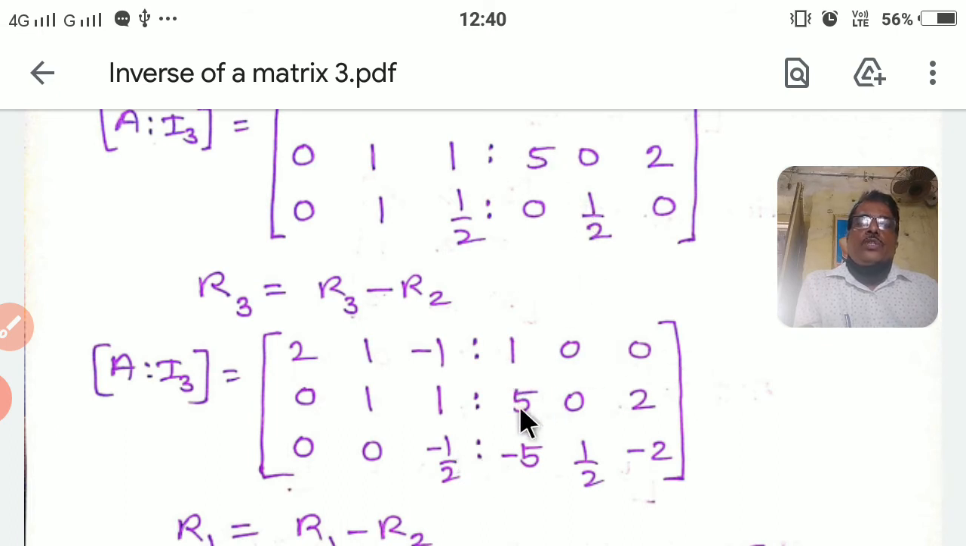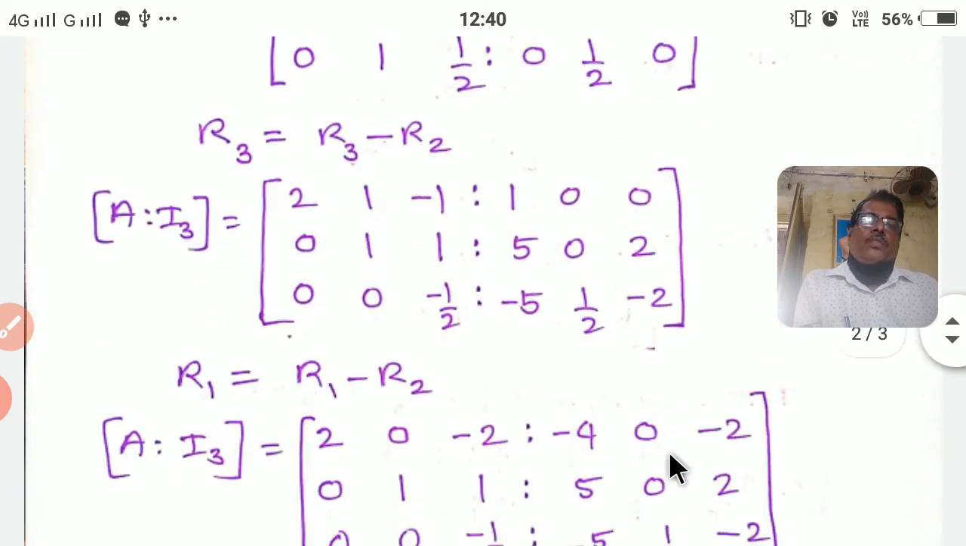Similarly here 1 0 0, 5 0 2 as it is. Next here R3 can be taken as R3 minus R2. So this minus this, 0 minus 5 is minus 5, 1 by 2 minus 0 is 1 by 2. Next 0 minus 2 is minus 2.